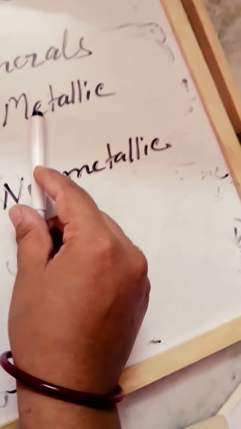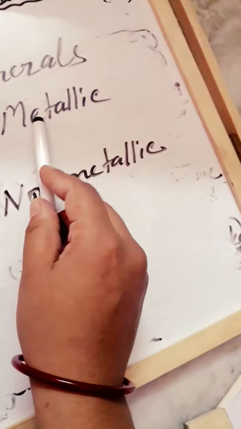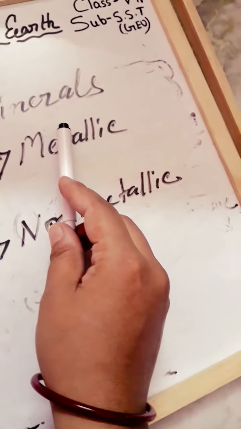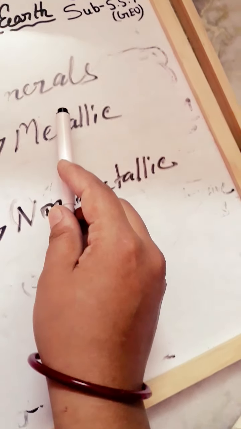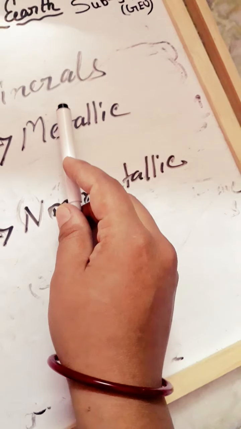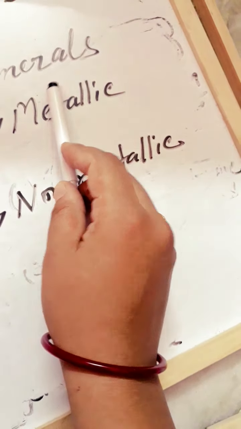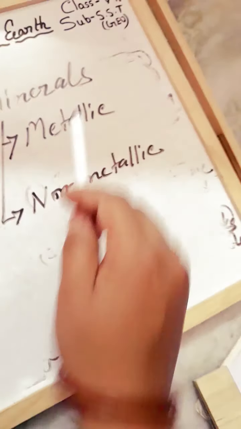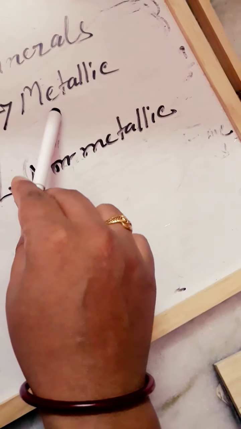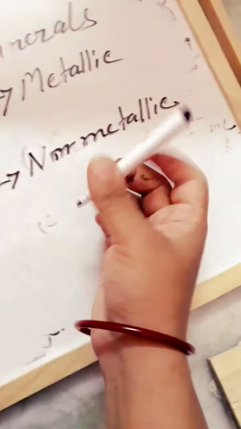And metals are usually hard with shiny surfaces. They have shiny characteristics, and they can be hammered into thin sheets or stretched into wires, like electric wires, and are good conductors of heat and electricity. These are the characteristics of metallic minerals. If a question comes to write some characteristics of metallic minerals, then you can write them point-wise. It is totally written in your book, and the examples are iron, copper and bauxite.